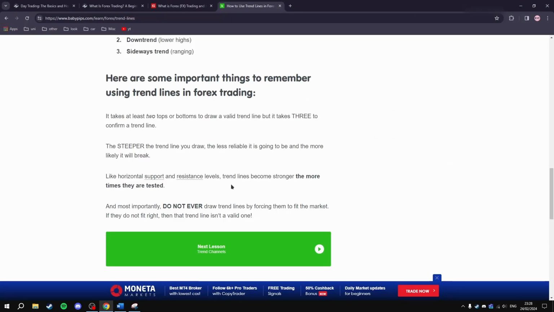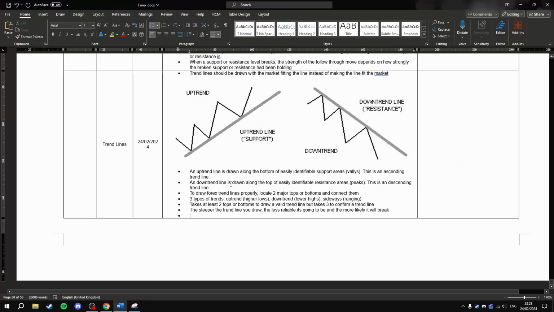Like horizontal support resistance levels, trend lines become stronger the more times they're tested.